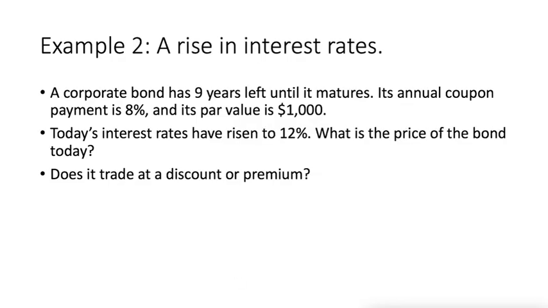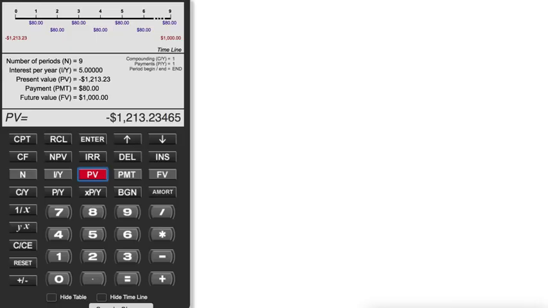Okay. So question 2 is what happens if there's a rise in the interest rate? So in this case, for the bond, there's the same assumptions, 9 years left, coupon payment of 8%, and par value of 1,000. But in this case, interest rates have risen to 12%. So we can go back to the calculator, and instead of 5 for the interest, what we're going to do is 12%. All the other assumptions are the same, so now we just recompute the present value, and that gives us $786.